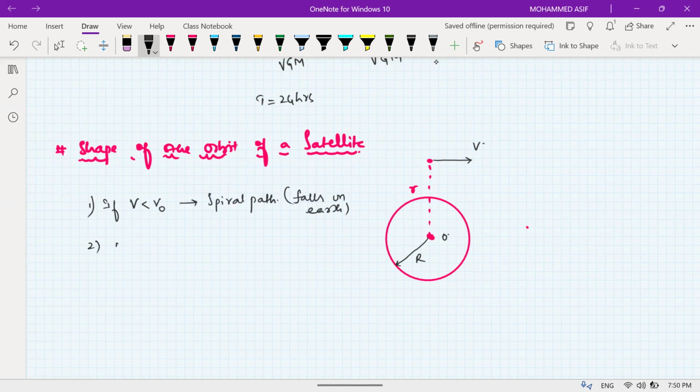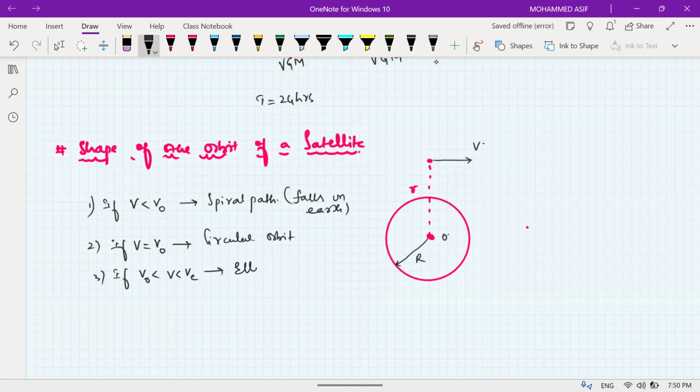The same way, if the given velocity is exactly equal to orbital velocity, then the satellite will be revolving in the circular orbit. Try to remember this one. And if orbital velocity is lesser than v and v is lesser than escape velocity, then the path will be an elliptical path. It is in between the escape velocity and orbital velocity.